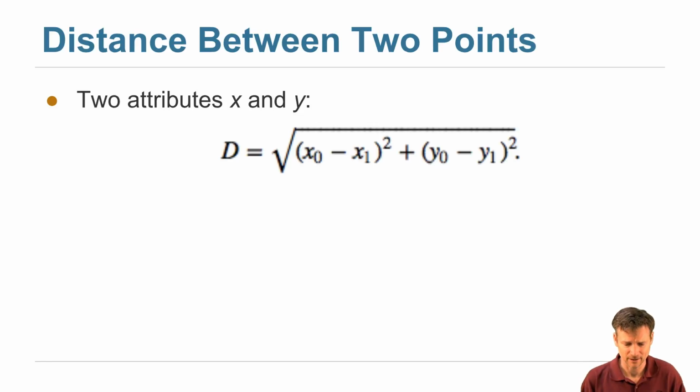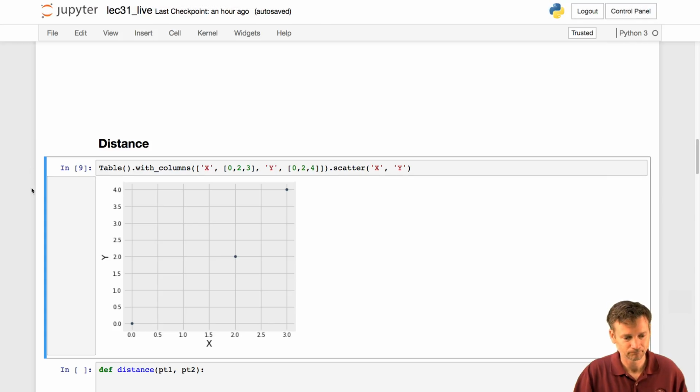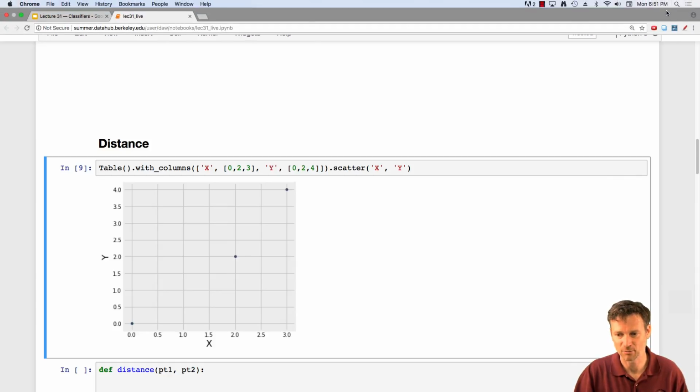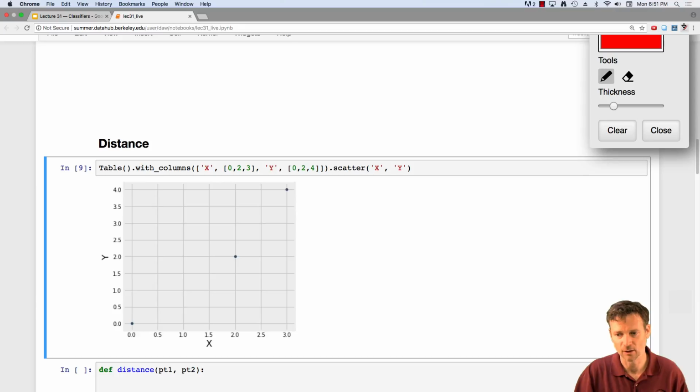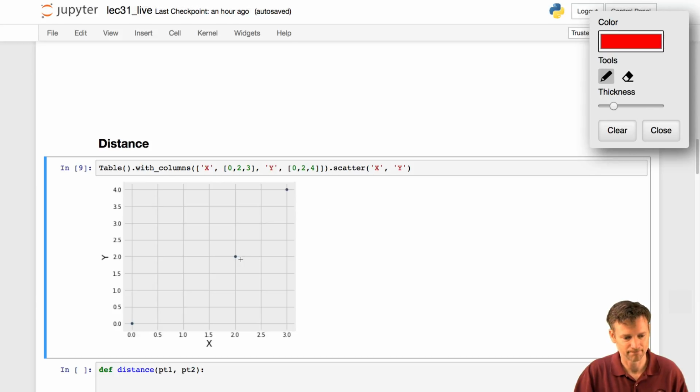This is basically the Pythagorean theorem. So let me show you with a picture. I think that'll be the easiest way to understand this. Let's say we've got 2 points on this scatter plot, and we want to know the distance between them.